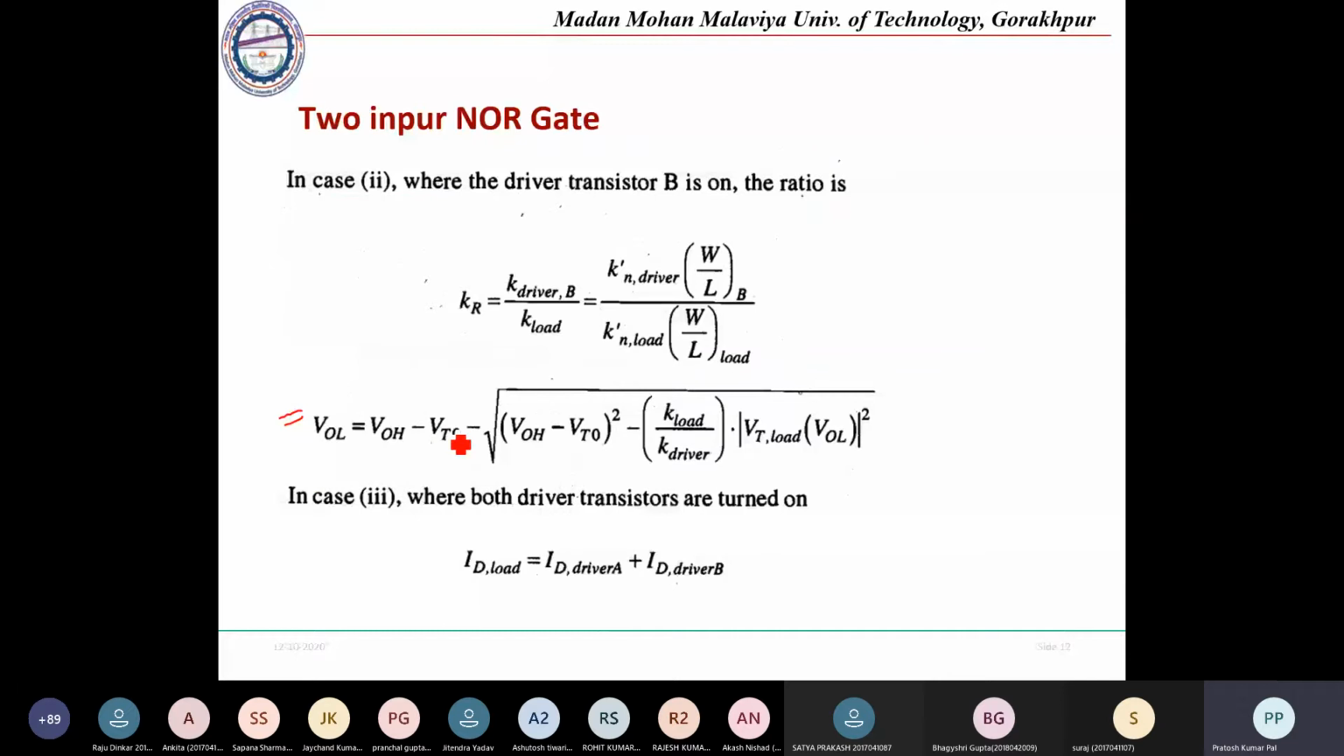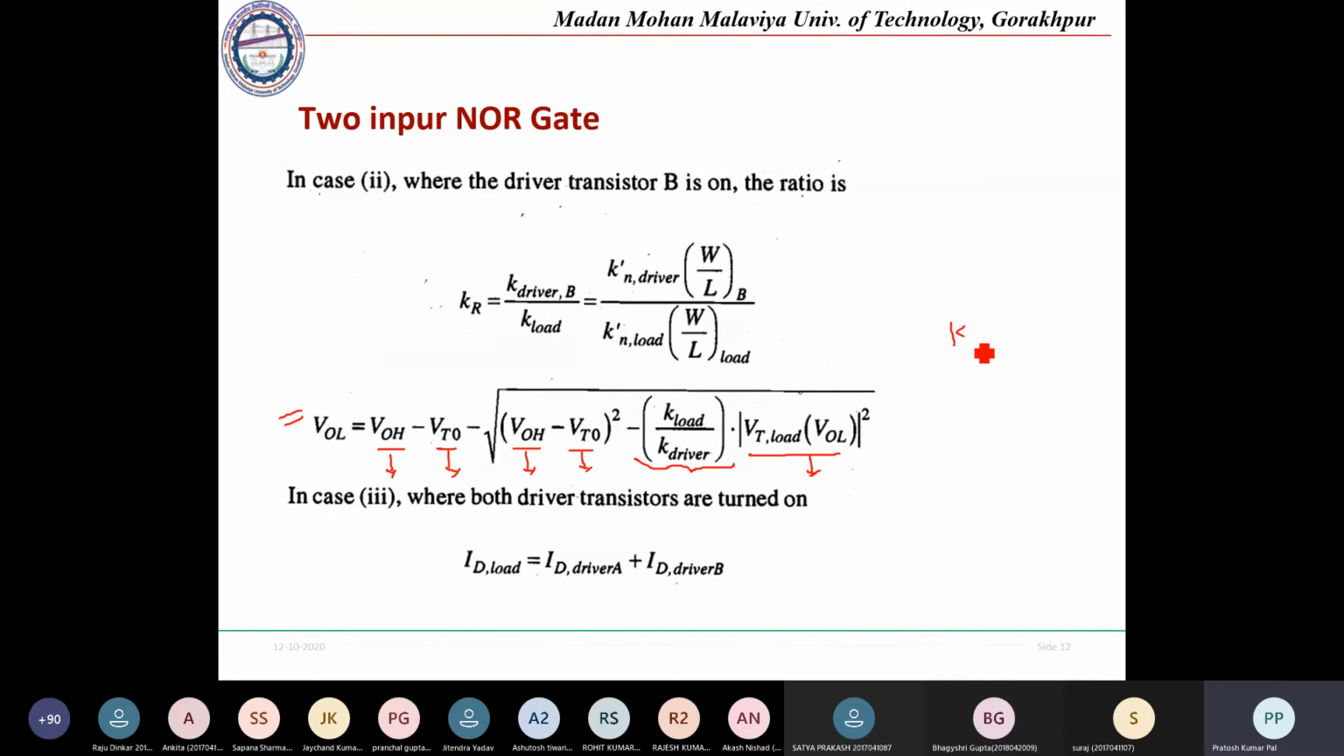In that equation, what will be the parameter that varies with respect to different combinations of the circuit? This VT load will be a constant value, similar to whatever transistor is at the load. VOH value, whatever input we apply, will be constant. VT zero value is also constant. So here these voltages are constant, and the only difference will be this one, this K load by K driver.